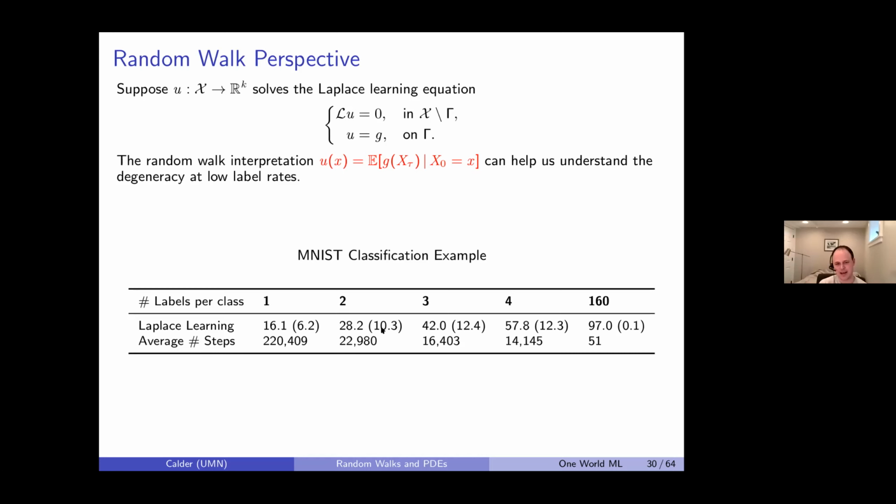It gets better as you add more labels, but still, even at 4 labels per class, 14,000 steps is a lot, given that there's only maybe 6,000 or 7,000 nodes in each cluster. Whereas when you get very good results at 160 labels per class, it takes only a handful of steps, like 50 steps, before the random walk stops.